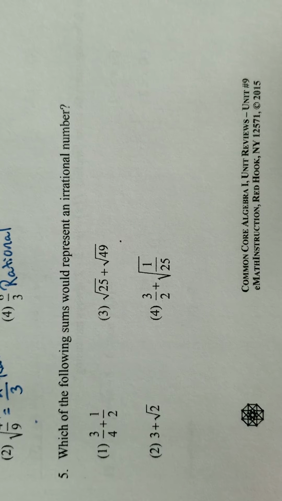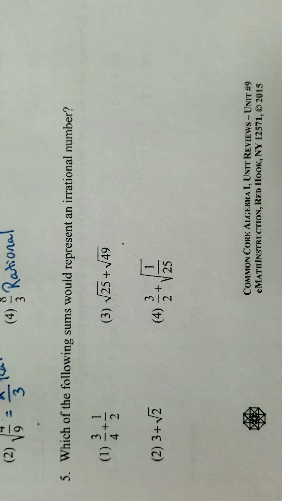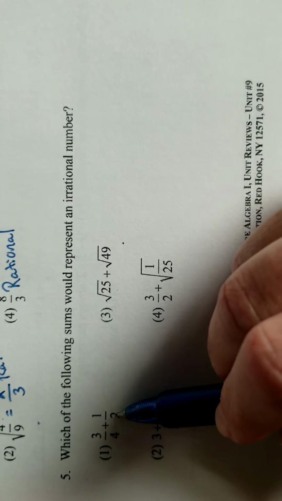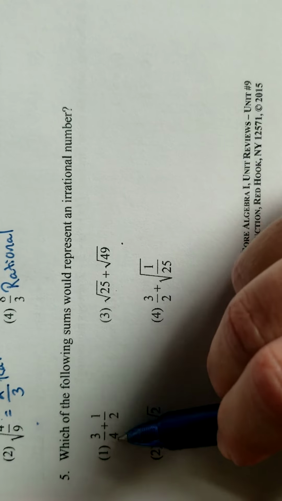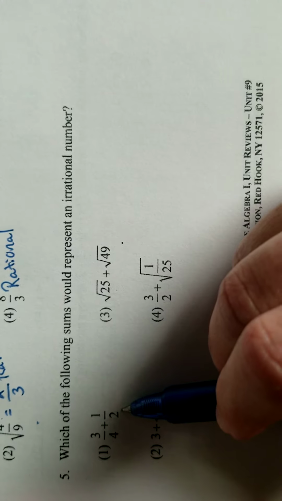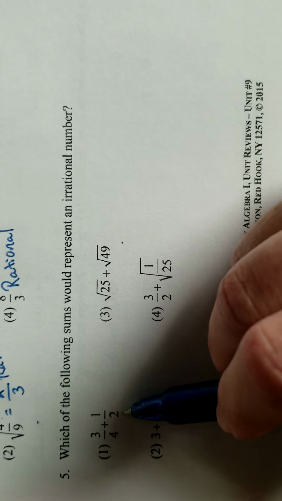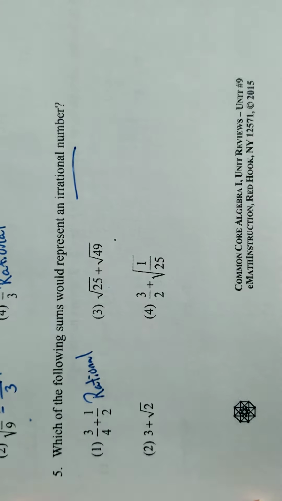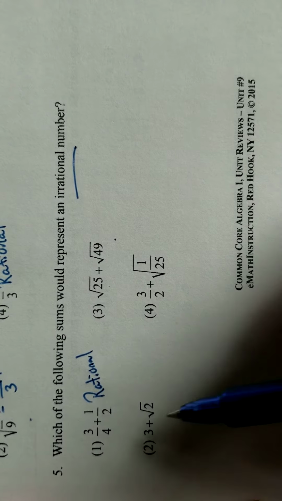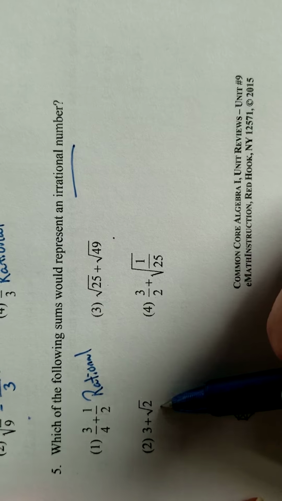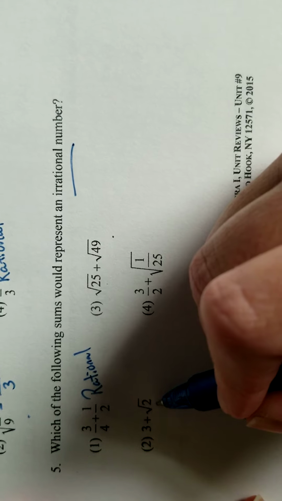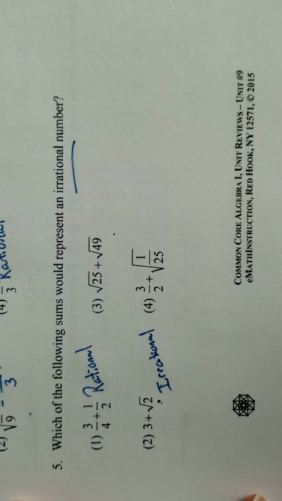Number 5, which of the following sums represent an irrational number? All right, so here we've got 3/4 plus 1/2, and we could work this out, but when you're adding two fractions, it's either going to give you a whole number or another fraction, which is going to be rational. And we're looking for irrational, a number that cannot be written as a fraction. For number 2, I noticed the square root of 2. The square root of 2 does not have a perfect square underneath this. So anytime that you add a square root that is not a perfect square, it's going to give you an irrational number.